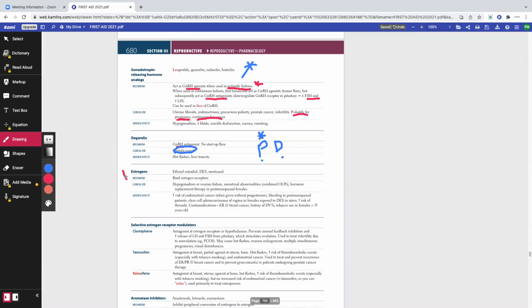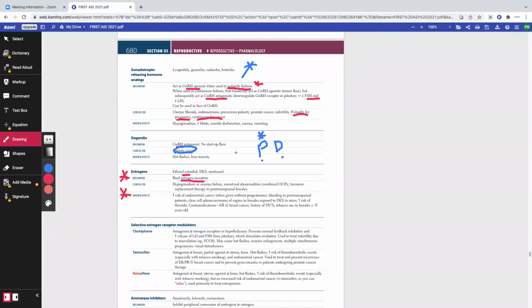Next one is estrogen. Estrogen is excessively high yield. Estrogen will be asked in your step one exam. Estrogen has two active forms, ethinyl estradiol, diethylstilbestrol, or mestranol. They bind to the estrogen receptor, which is an intracellular receptor. Where do we use this? We use the estrogen receptor.